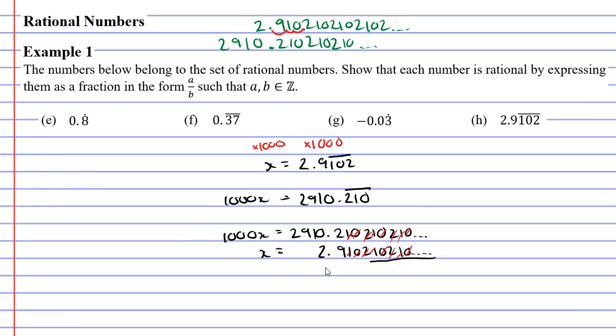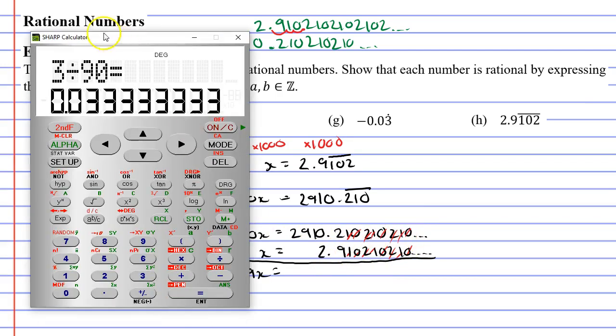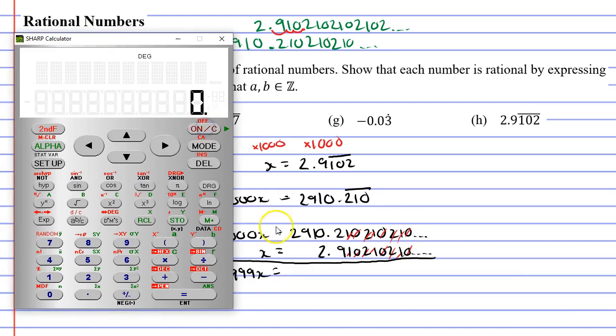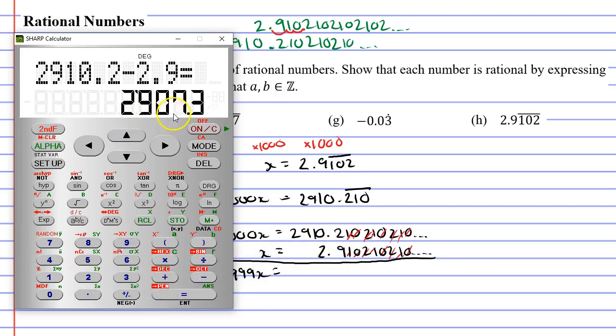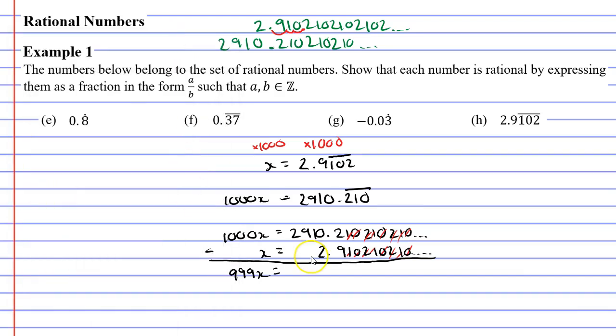Alright, I should have shown that I'm subtracting these equations. Doing the left-hand side, 1000x minus x is 999x. How do I subtract the right-hand side? I've already cancelled out the repeating decimals here. Well, to be honest, I'm just going to use a calculator. 2910.2 is what I have at the top, and I'm subtracting 2.9, which gives me 2907.3.